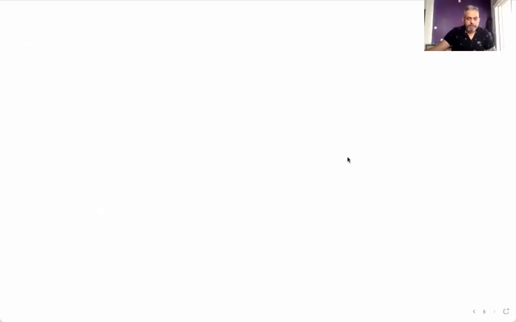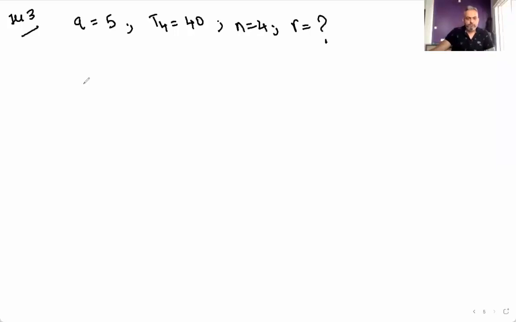Next, illustration 3. First term and the fourth term of GP are 5 and 40 respectively. So first term, so A is equal to 5 and the fourth term T4 is equal to 40. We have to find the common ratio. So N is equal to 4 and common ratio R is what we have to find.